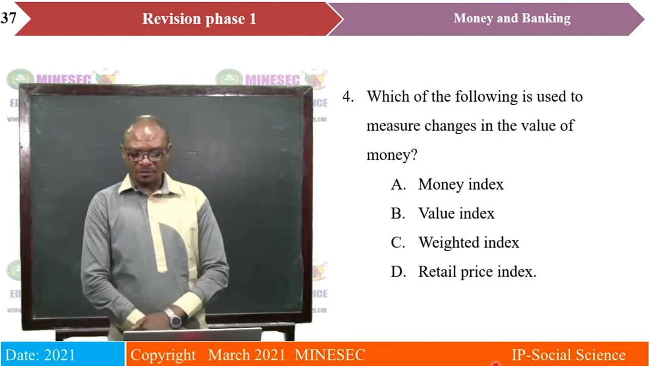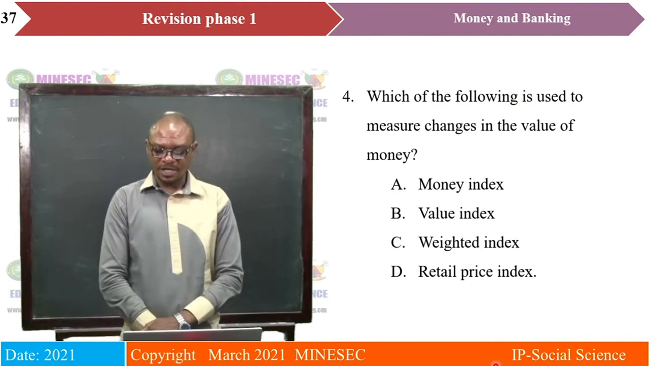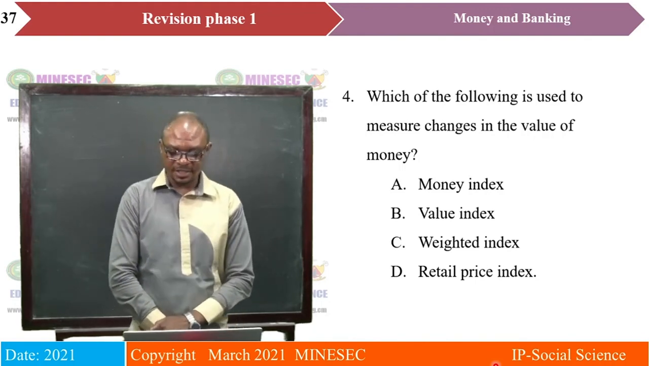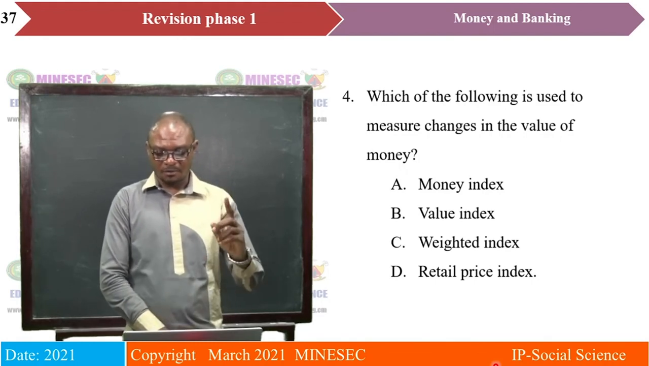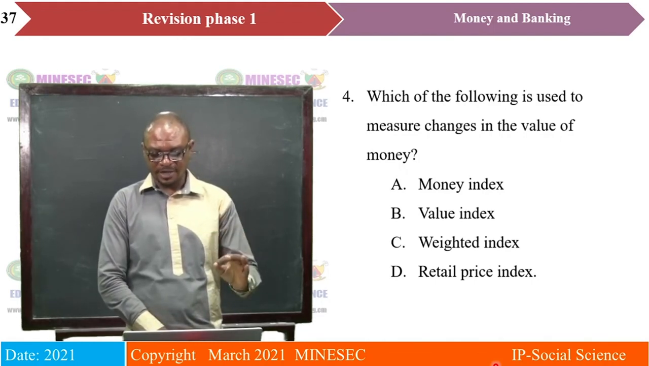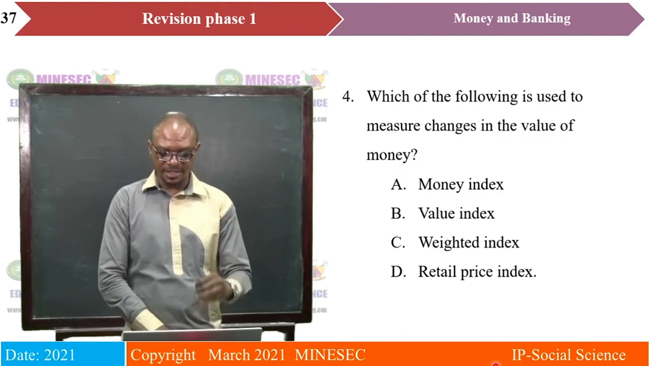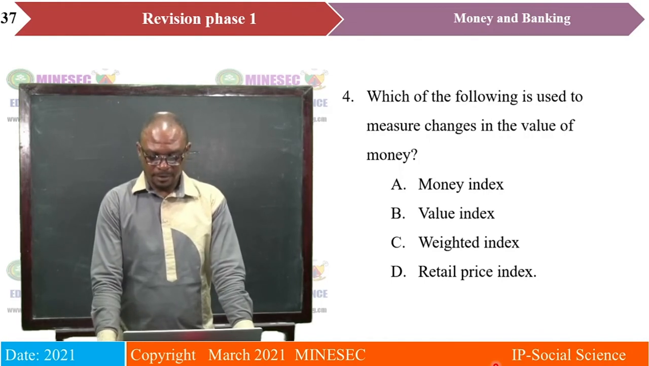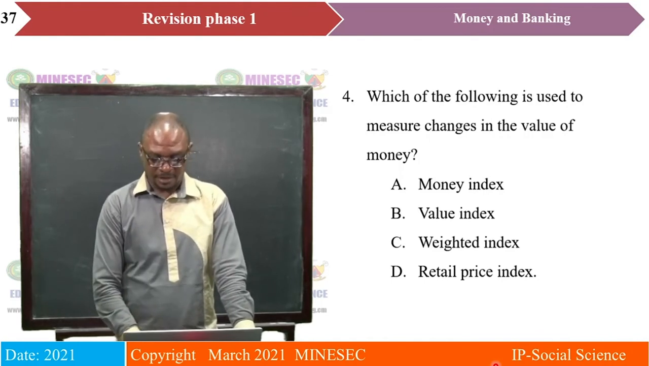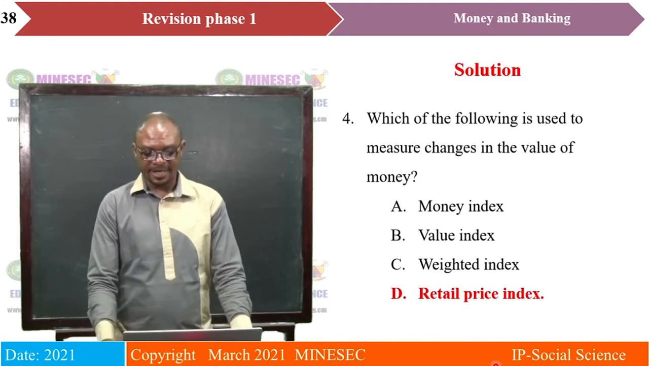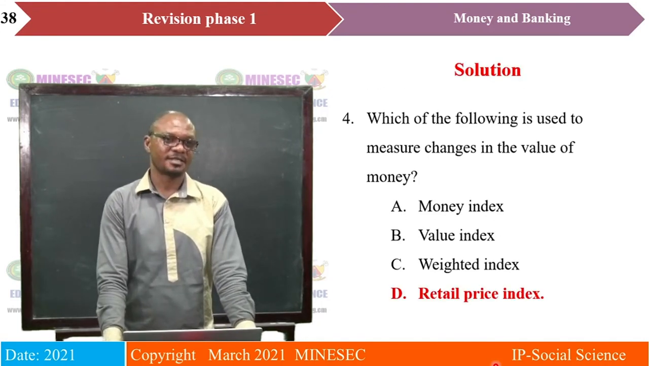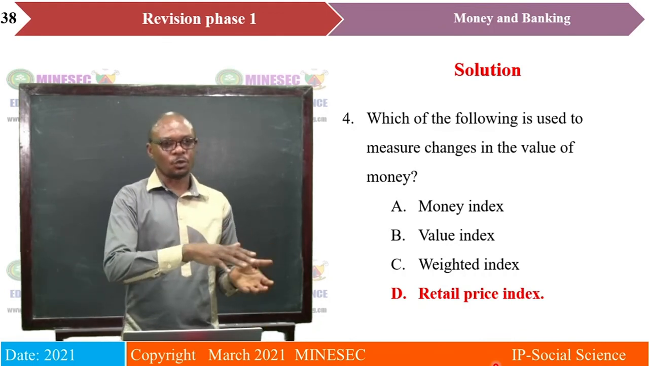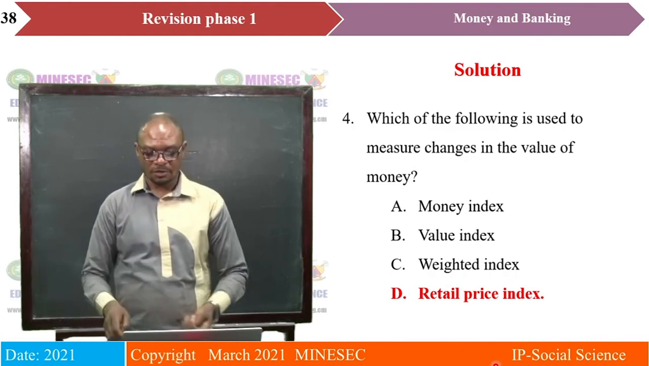Question number four. Which of the following is used to measure changes in the value of money? A, money index. B, value index. C, weighted index. D, retail price index. D. Fine, that is good. Retail price index. We say retail price index is an average price which is calculated to show how the value of money changes over time.